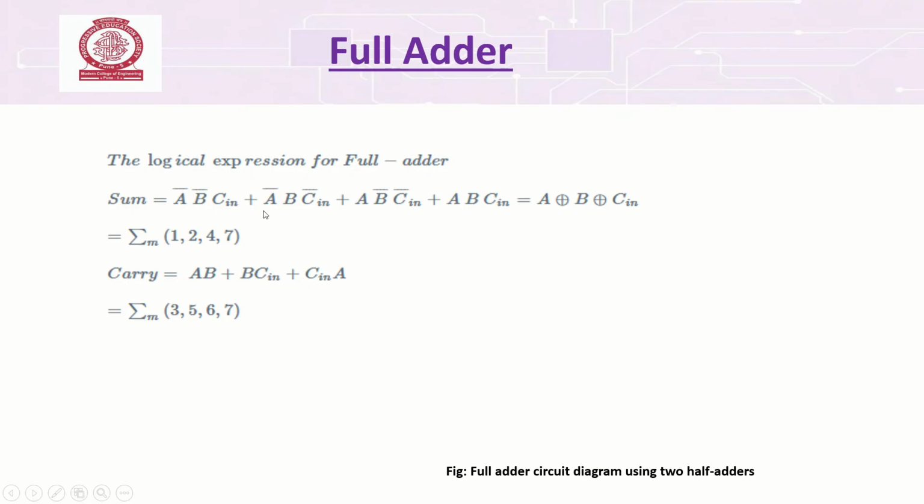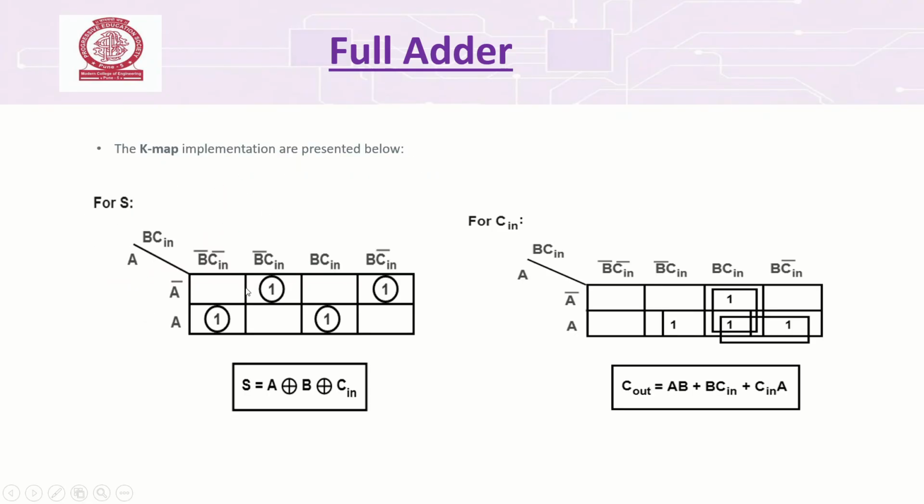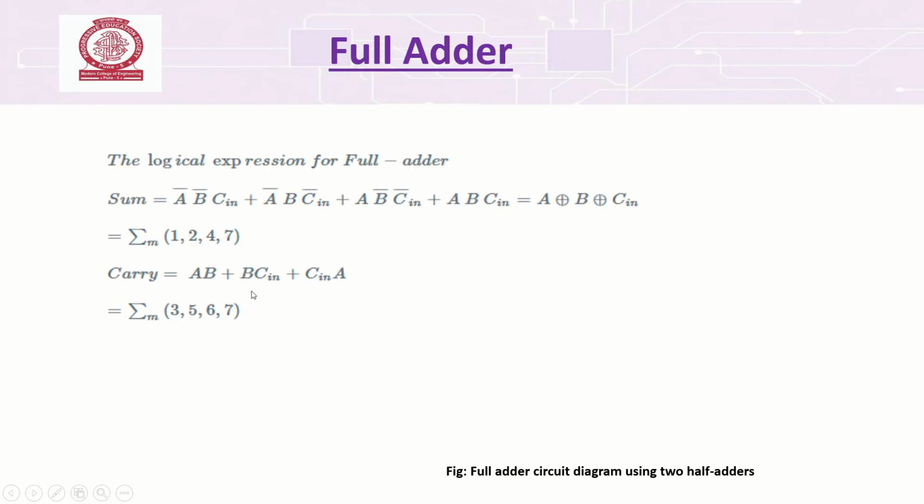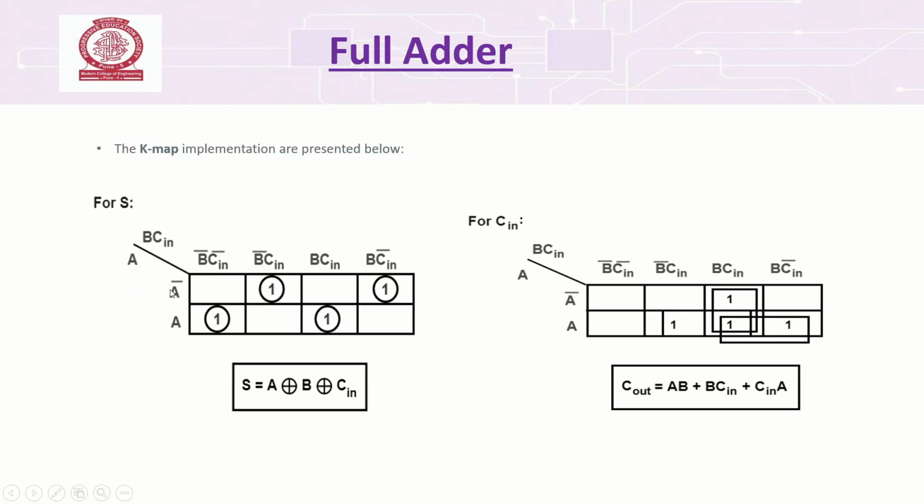This is the logical expression of sum. Now I'll explain it first. The first term of the sum is written as A bar, B bar, C in. How did you find that? A bar, B bar, C in.